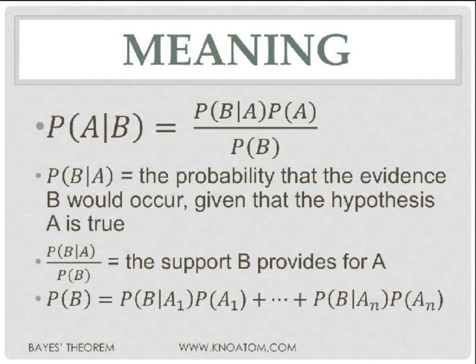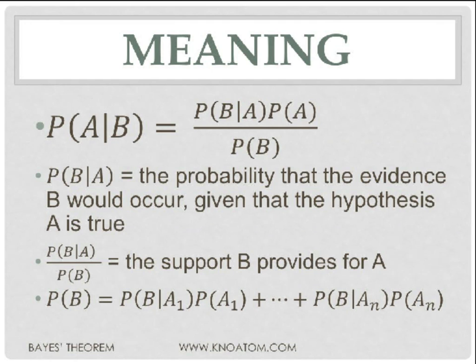Looking again at the equation, the probability of B given A, or the evidence given the hypothesis, is the probability that the event B would occur if the hypothesis A was true. So the probability that you'd be coughing if you had a cold is pretty high. That quantity over the probability of the evidence gives the support that the evidence B provides for the hypothesis A.